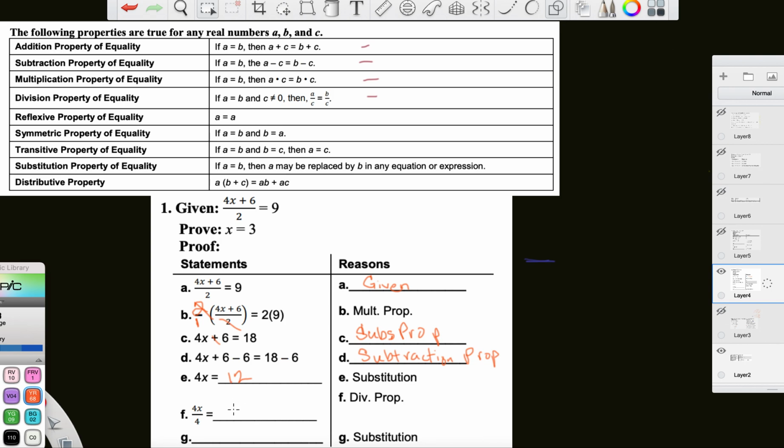And then what are we going to do? We're going to divide both sides by 12. So this would be 4. Divide both sides by 4. Oh. So we'd just write out 12 divided by 4, and that's the division property. And last but not least, we will do the substitution, which is just doing the math. 12 divided by 4 is 3. And now we've proven that x equals 3. Awesome. Let's try the next one.